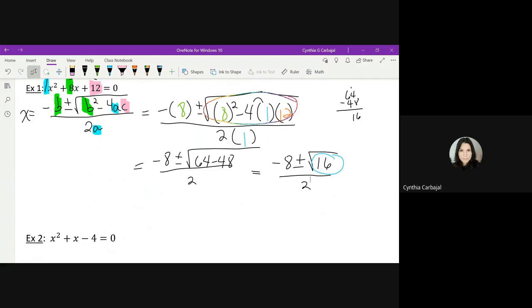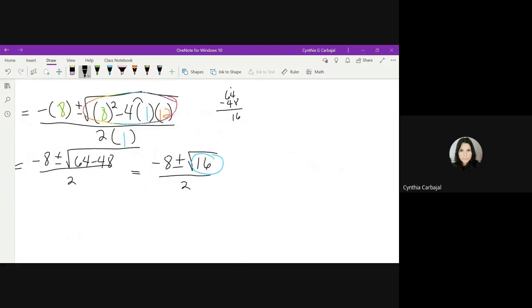And the square root of 16, I hope you know, but if you don't, you can always use your calculator. I believe it does do square roots in your phone or in your computer. The square root of 16 is 4. So I'm going to do negative 8 plus or minus 4 over 2. Now don't forget to split it into 2 equations, one with a plus and one with a minus. So negative 8 plus 4 over 2 and negative 8 minus 4 over 2.